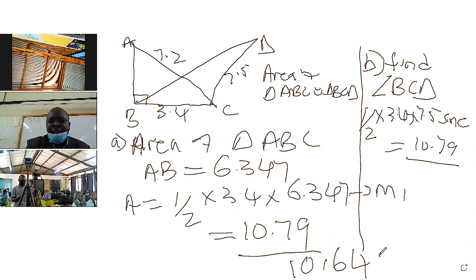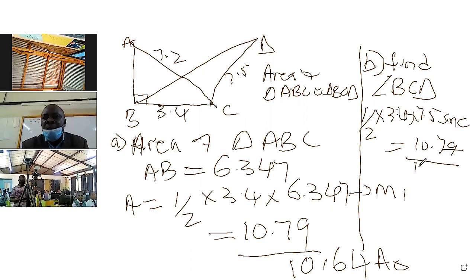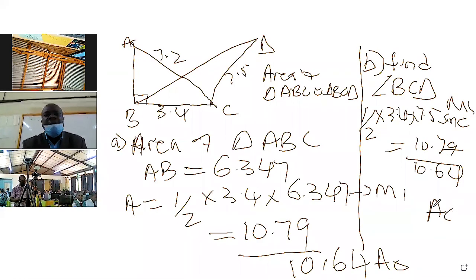So then I missed the answer. I did not get it. But I only missed the answer because of some calculation. But the method is correct. This area, if I had gotten it correctly here, it will be okay. So I love this one here, where I have the expression 3.4 times 7.5 sine C is the same as the value I got here, which is 10.64. I'll score the method mark, but I'll not score the accuracy mark. I'll not score the answer.